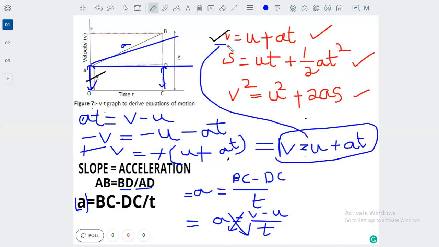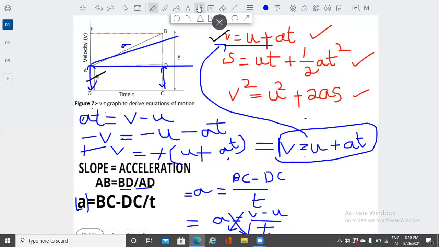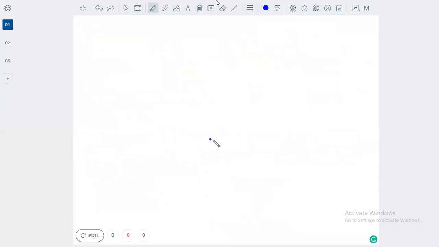It is similar to how we have written in the beginning. So this is how we are going to derive the equation. First equation we have just derived. Now moving on to the second equation. Let us derive how the second equation is going to be derived. Let me just clear the total screen. Then we are going to do the second equation. Okay, let's start the second equation.